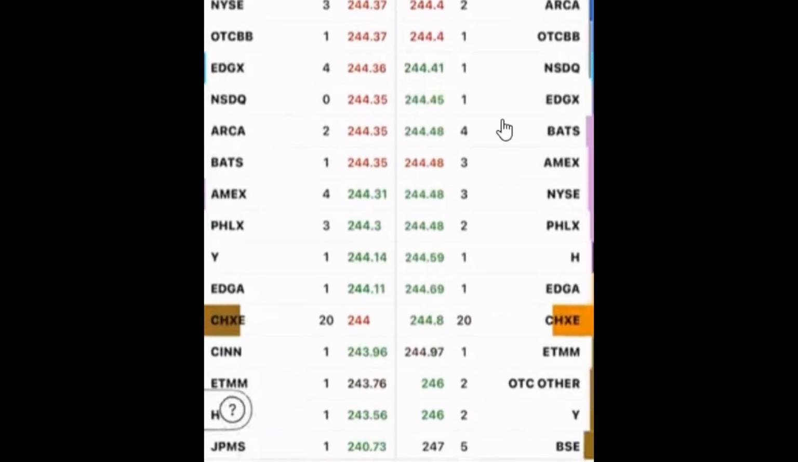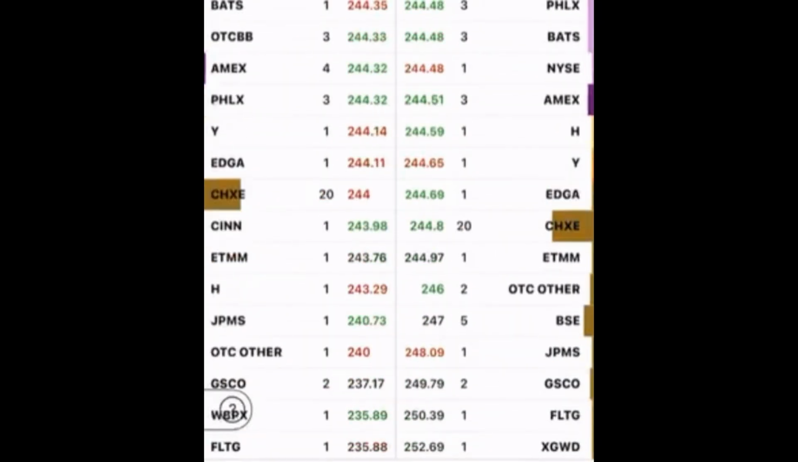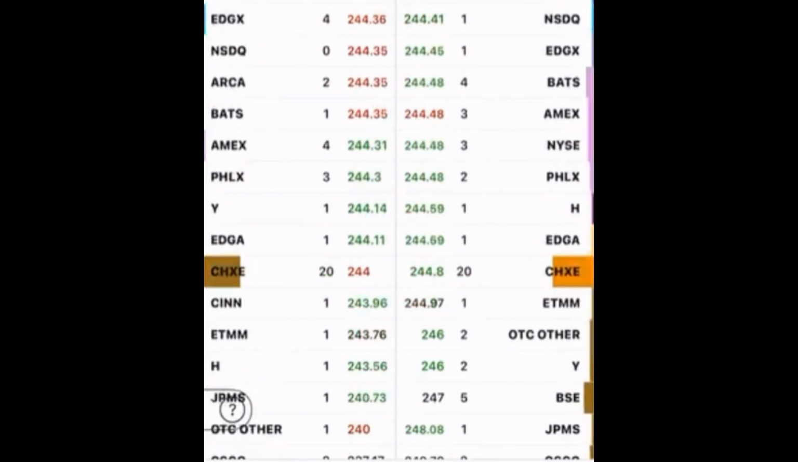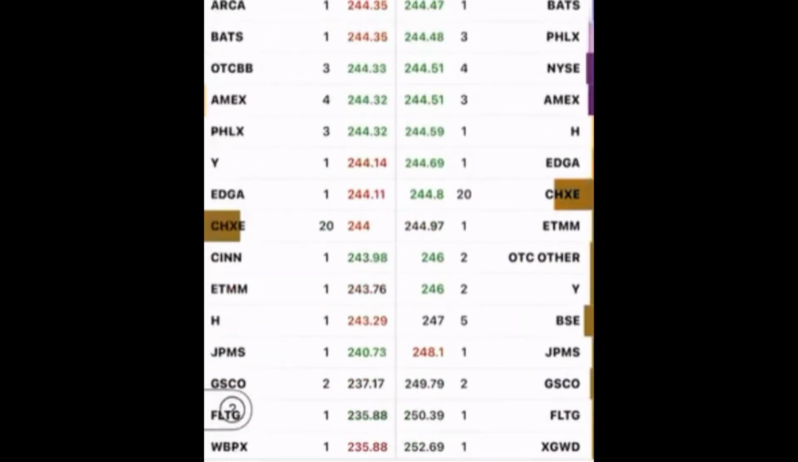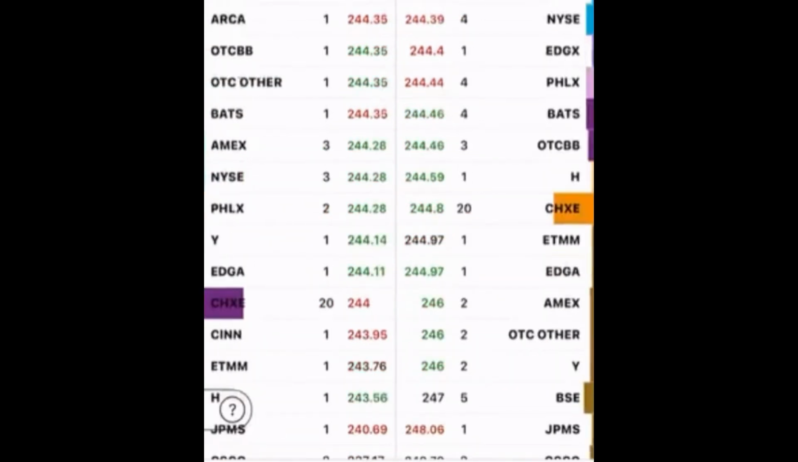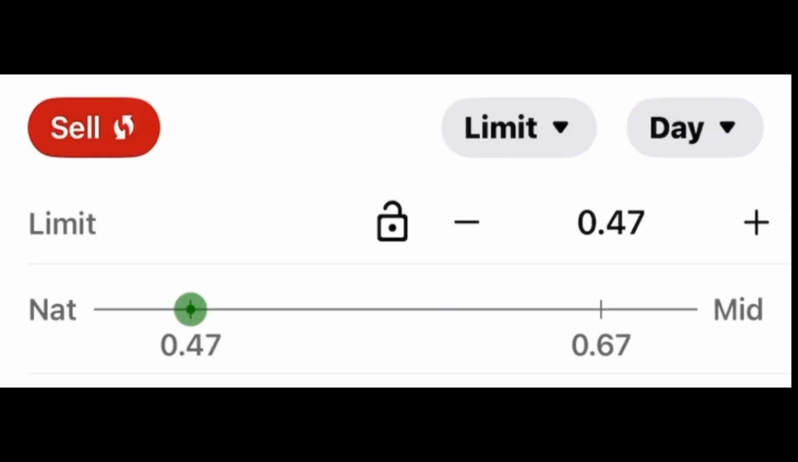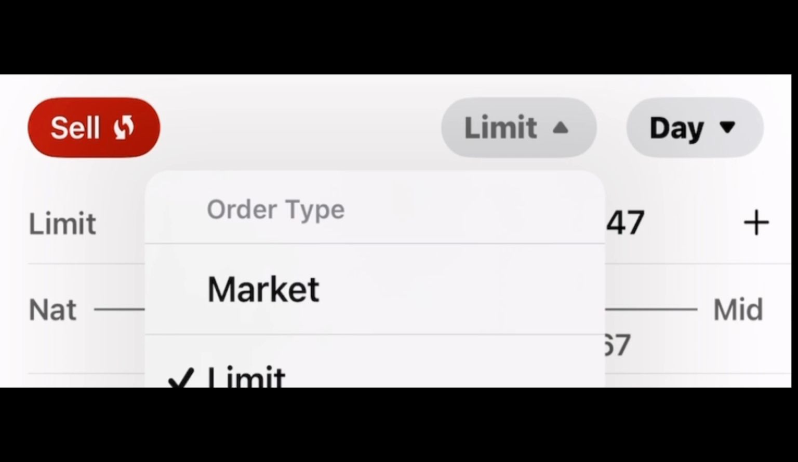That brings us to level 2 data itself. This is the real-time order flow, showing how many contracts are waiting to be bought or sold. It can help you spot momentum shifts before they show up in price. It also ties into something called the spread, the difference between the bid and ask prices. A tight spread means you can enter and exit quickly. A wide spread means you might lose money just by buying in. When we place our order to purchase or sell an option, we will use the limit function to ensure we are purchasing and selling at the best price.